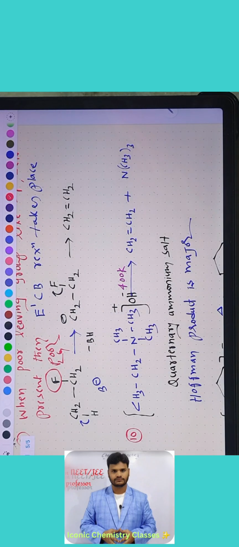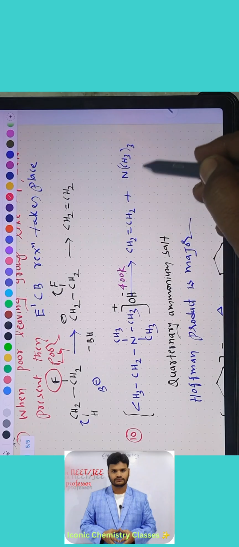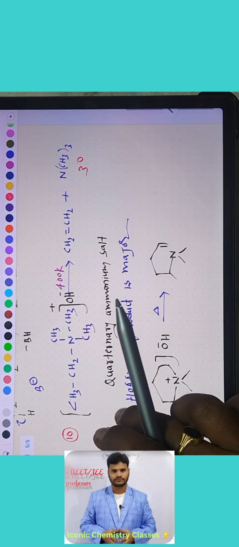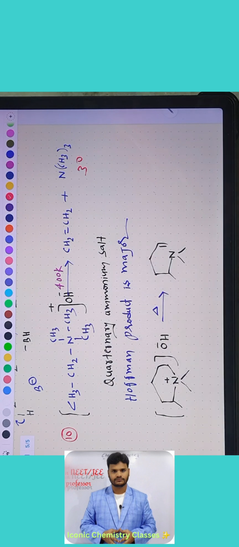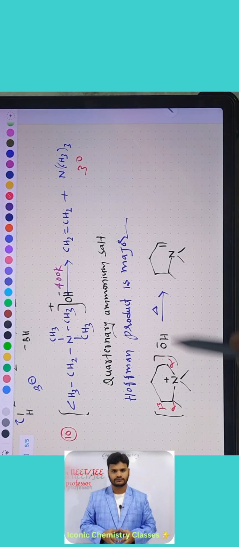Next, the 10th point, quaternary ammonium salt. Quaternary ammonium salt on strong heating gives an alkene as well as a 3 degree amine. So according to this concept, the Hofmann product is major. Actually, here you will get two possibilities. Here you will get a double bond, and here you will get a double bond. This is alpha, this is beta, this is alpha, this is beta. This side one possibility, this side one possibility. But this is major.